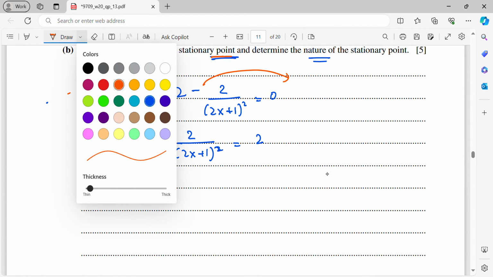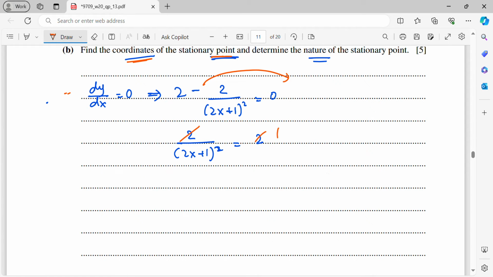Then the 2 will be simplified. Here will be 1, so it's like you are dividing the whole equation by 2. Now this (2x plus 1) squared moves up. The left side is also 1, because you divide by 2. Then here I will get 1 equals 1 times (2x plus 1) squared. Now to get the x coordinate of the point, no need to do expansion. You just move the square to the other side, which means taking plus minus square root.